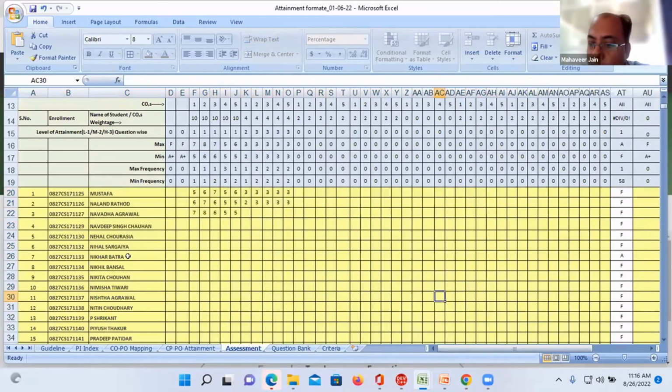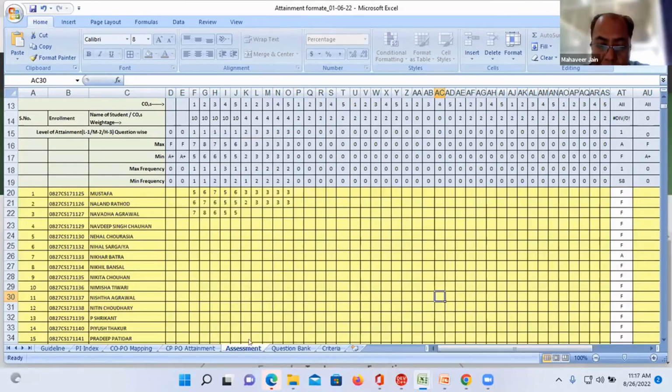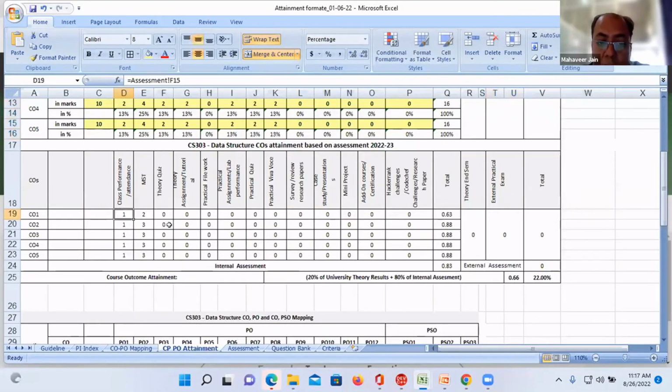Means you need to put the number of students. You need to put the marks, the assessment method marks. You put them here, and everything will be calculated automatically. Okay. So when you put these marks over here, then you will get this mapping here. I have just put the numbers in the MST and the attendance. So my attainment level for attendance is 1, 1, 1 and for the MST is 2, 3, 3, 3, 3. So these are my CO attainment levels. Means in the attendance, I have set the criteria that 60% of students should get 75% attendance.